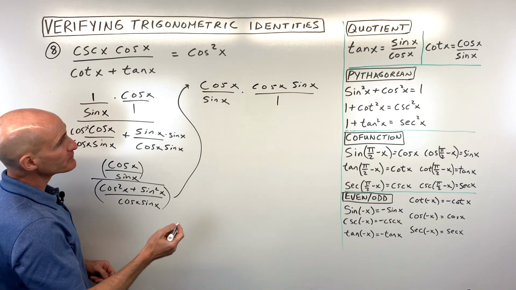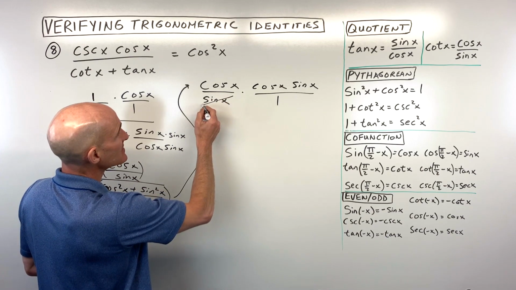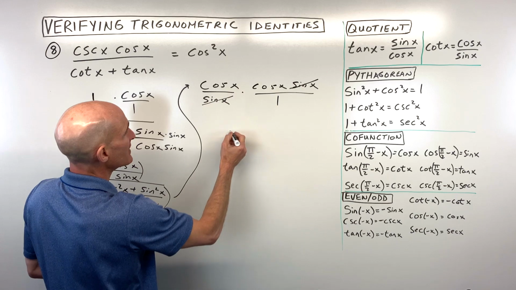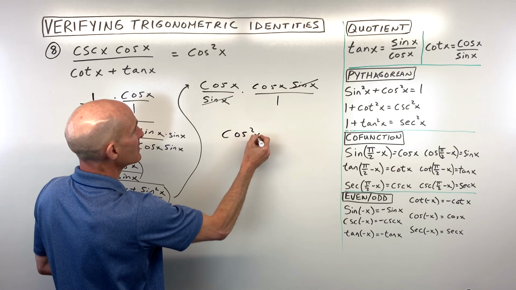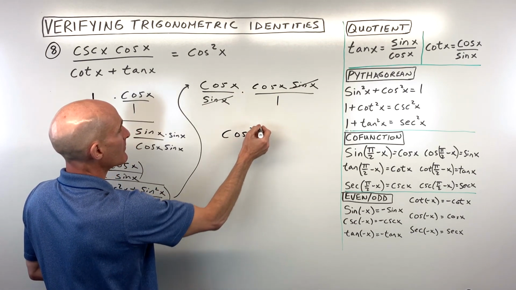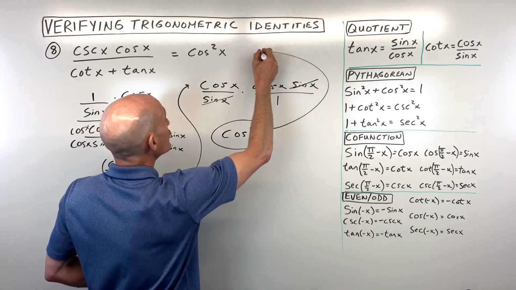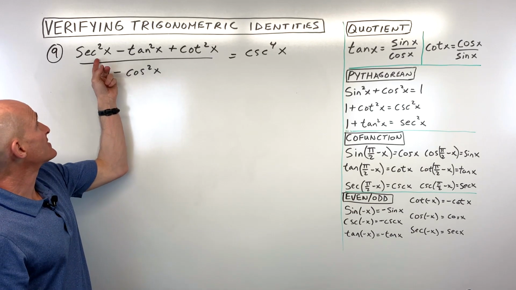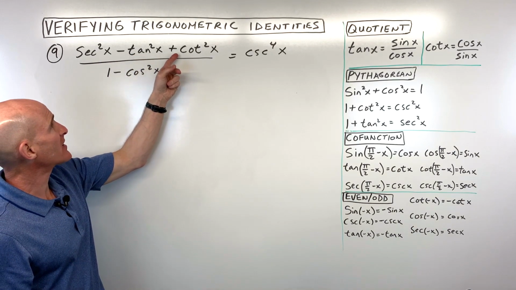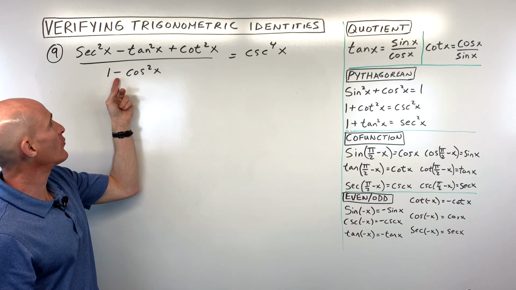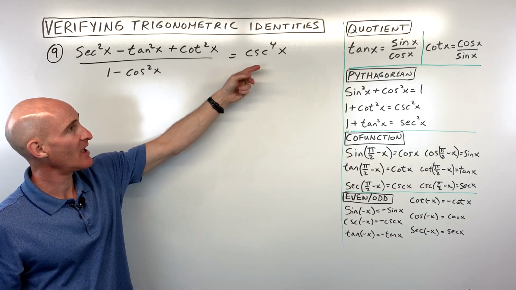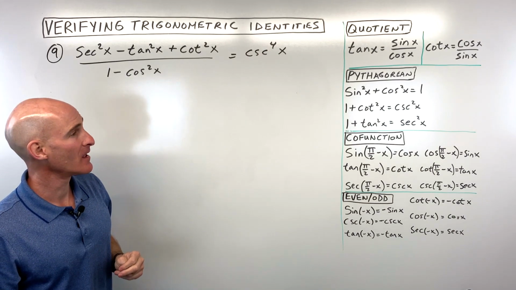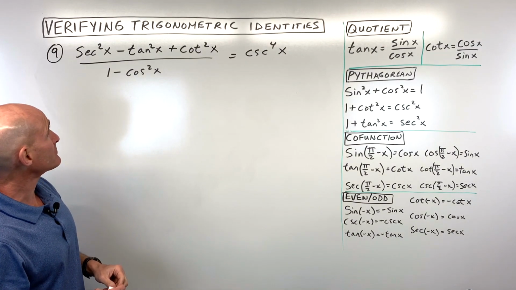Okay, so now let's see what we have. Well, we have sine x in the denominator, cancels with sine x in the numerator. Cosine x times cosine x is cosine squared x, all over 1, anything divided by 1 is itself. And we proved that it's equal to cosine squared x. Okay, see if you can do number 9. We've got secant squared x minus tangent squared x plus cotangent squared x all over 1 minus cosine squared x. And we're trying to show that it equals cosecant to the 4th power of x. So how would you do that one?